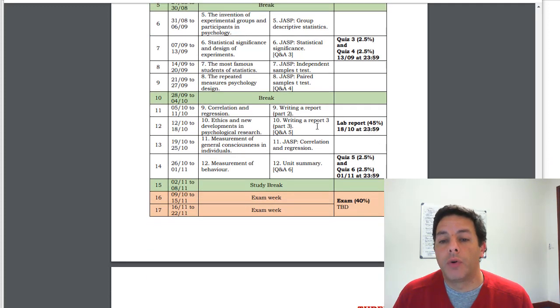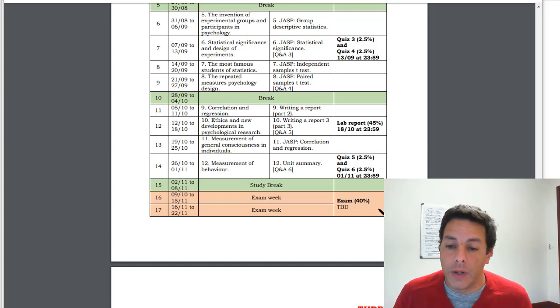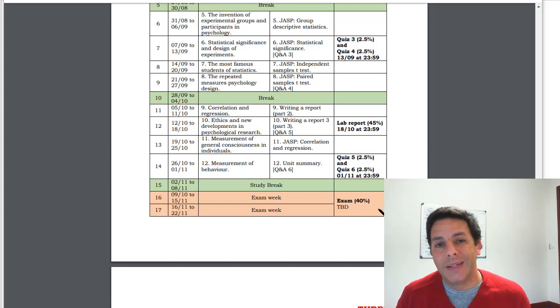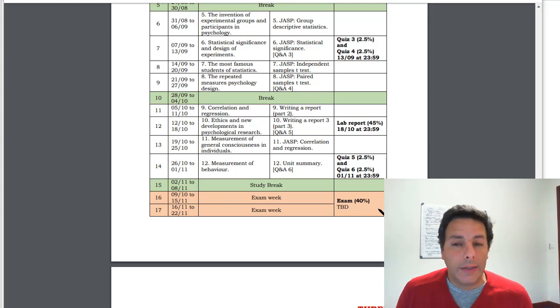Then the lab report is in week 12, which we will see a lot about later on. And then 2 more quizzes in the last week of the semester, and the exam is worth 40%, and is to be determined by the university when it's going to be carried out. Now, most probably the exam will be online. Still the university hasn't made a decision, but most certainly, I would say it's going to be online.